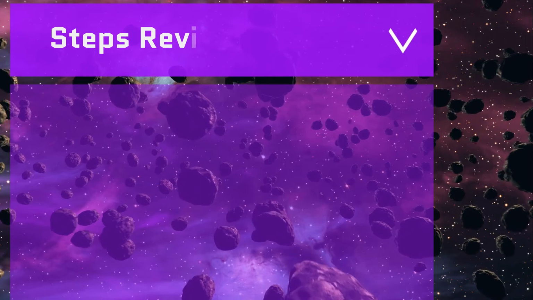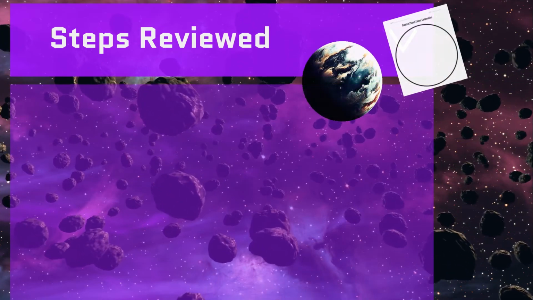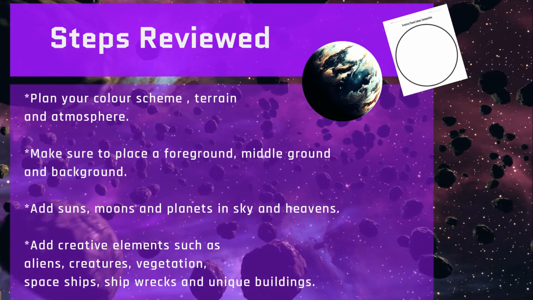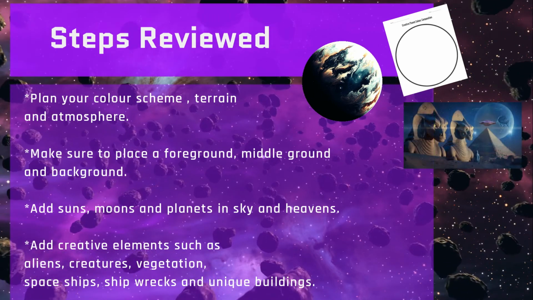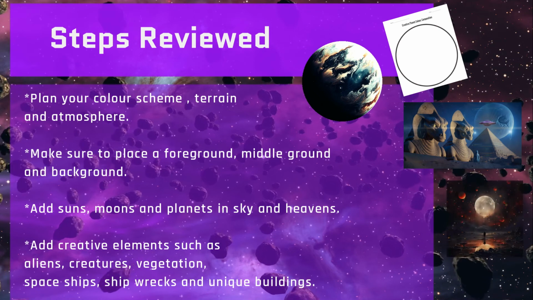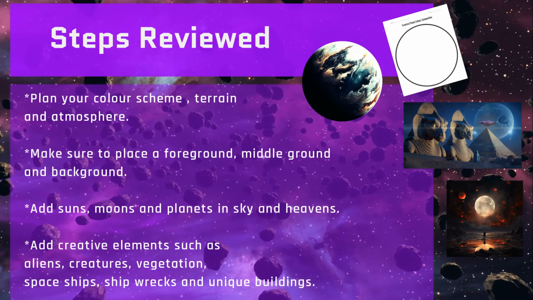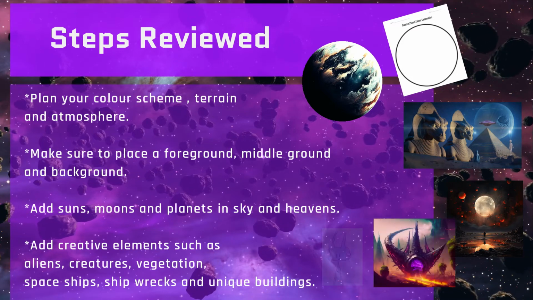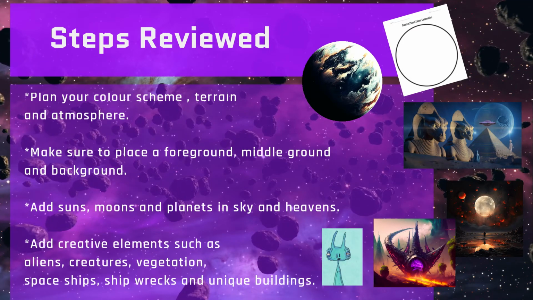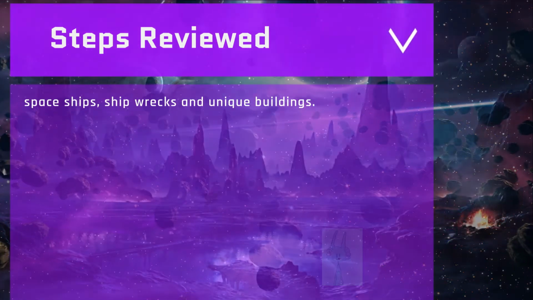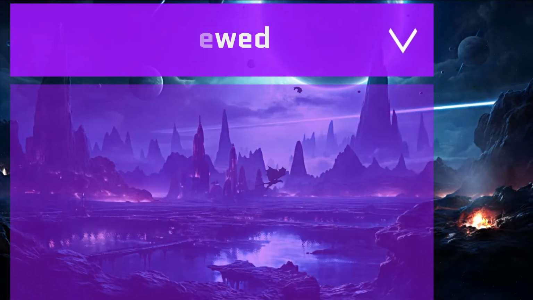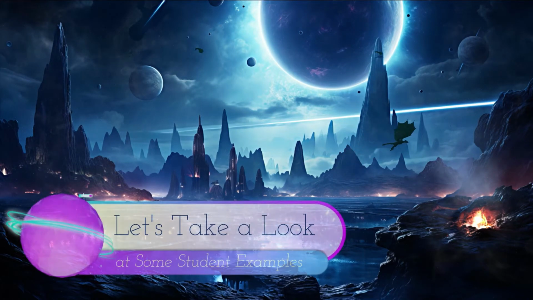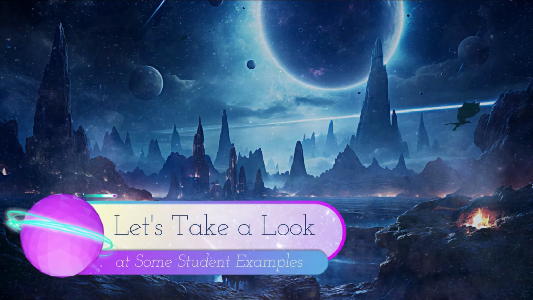Okay, to review. First, plan your color scheme, terrain, and atmosphere. Make sure to place a foreground, middle ground, and background. Add suns, moons, planets in your sky and heavens. Make sure to add creative elements such as aliens, creatures, vegetation, or plants, or you can even add spaceships, shipwrecks, and unique buildings into your work. Let's take a look at some more student examples.